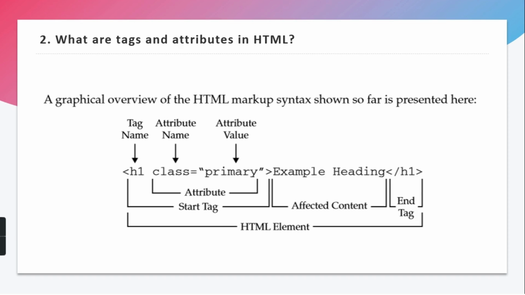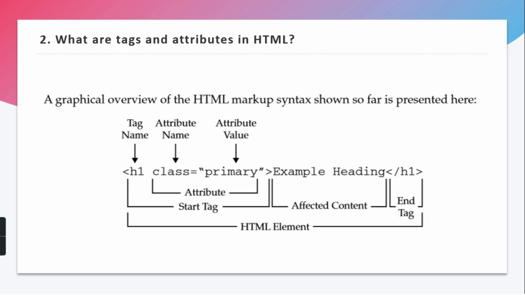Next, moving to the second question. What are tags and attributes in HTML? Tags are the primary component of HTML that defines how the content will be structured. Attributes are used along with HTML tags to define the characteristics of an element.